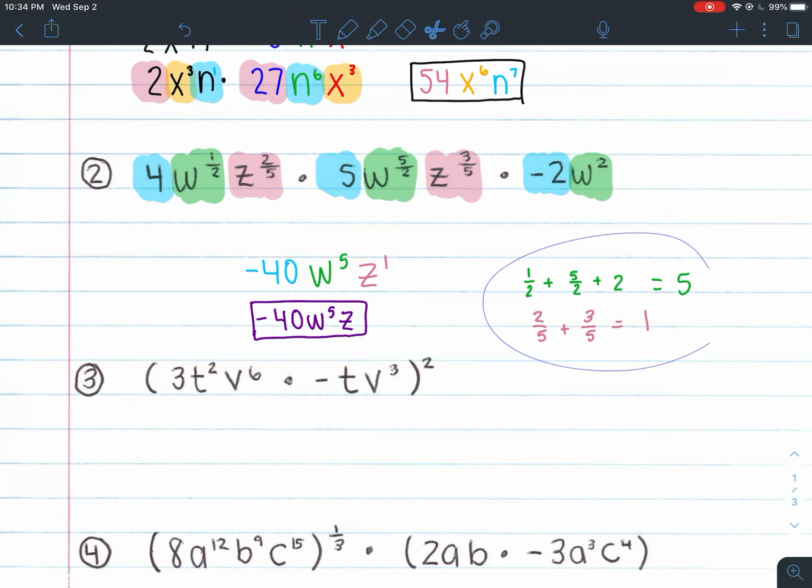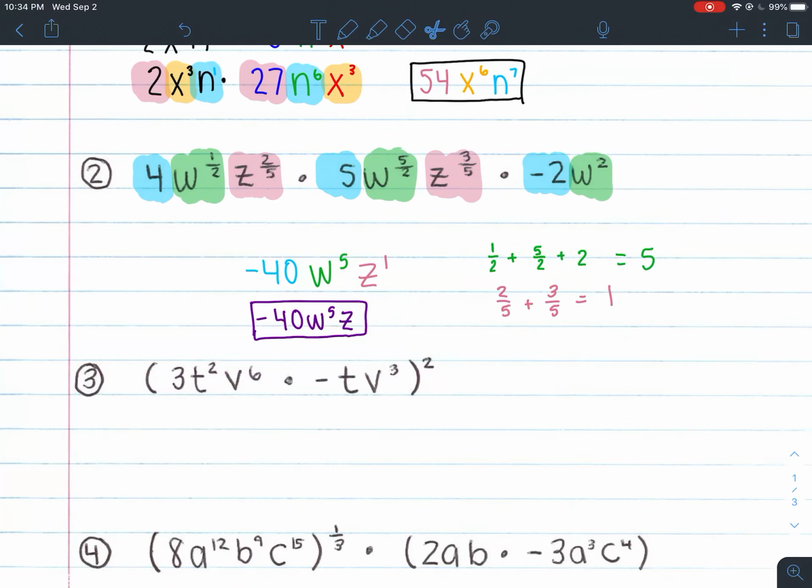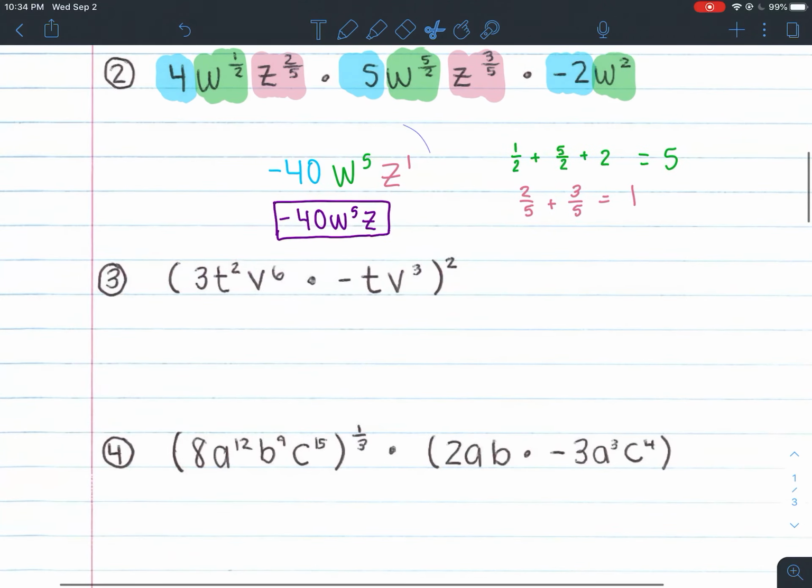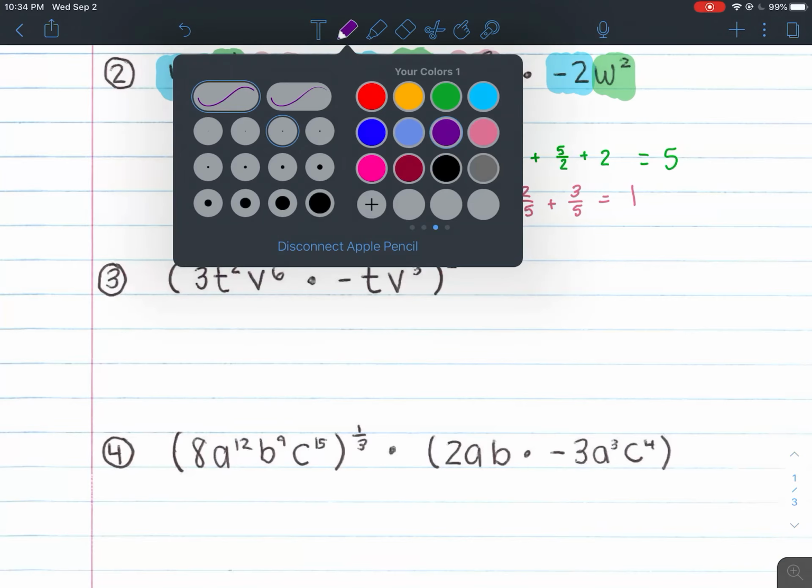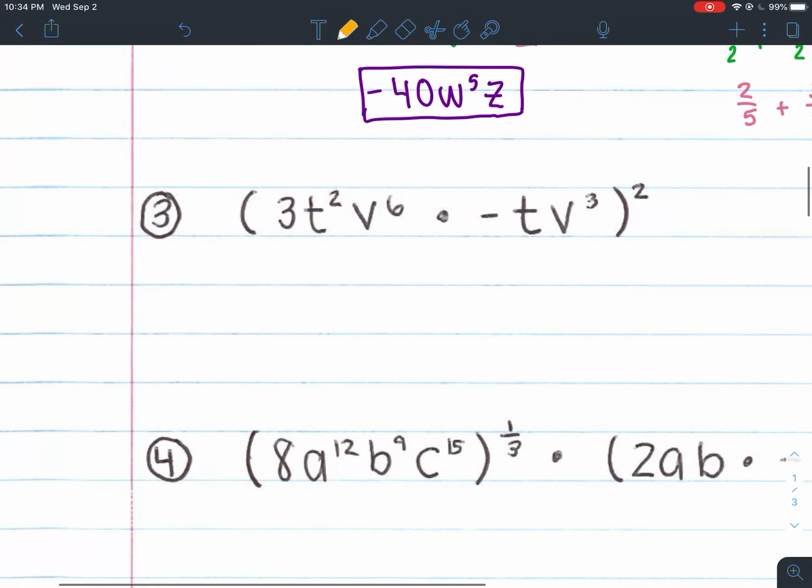Again, I try to do these examples very similar to your homework and what you'll see on tests and quizzes, and even on STAR tests. All right, move that up a little bit. Moving on to number 3.